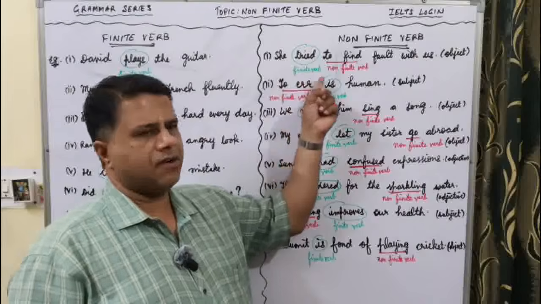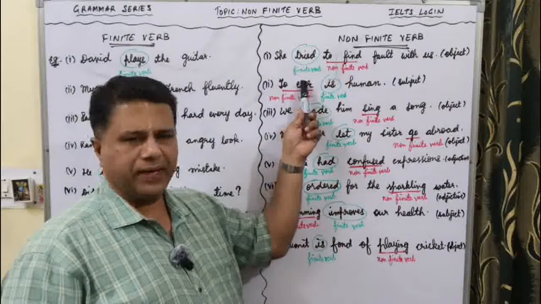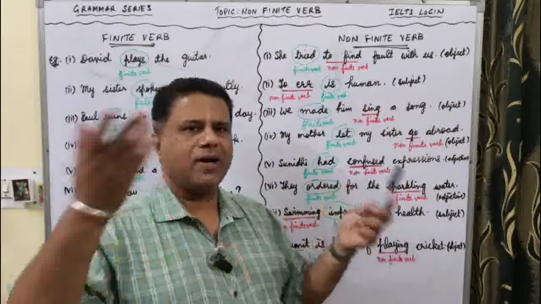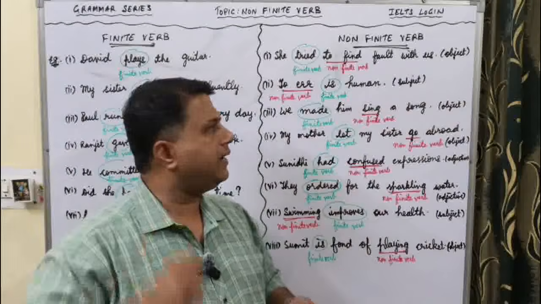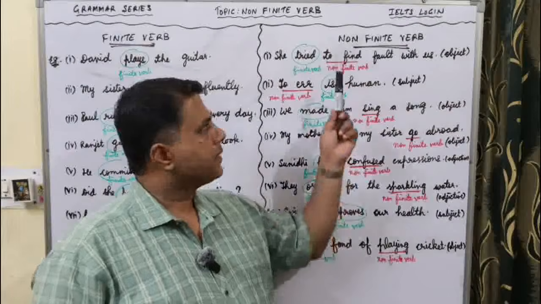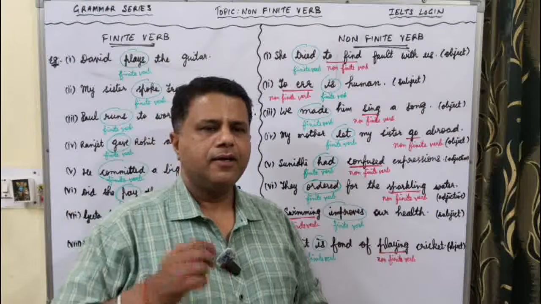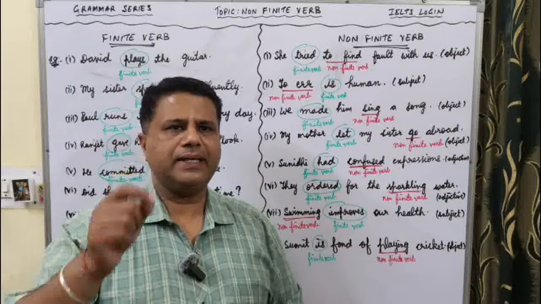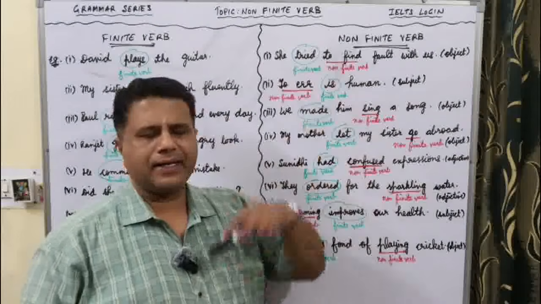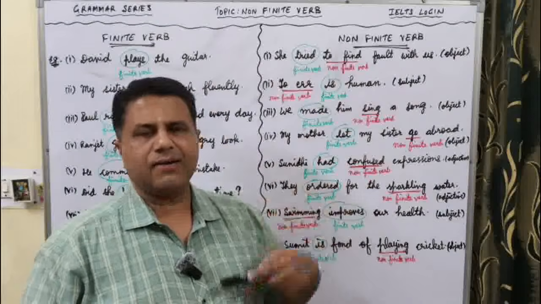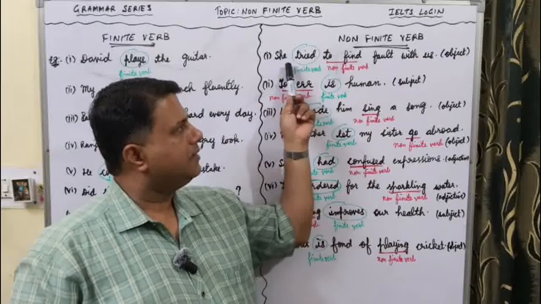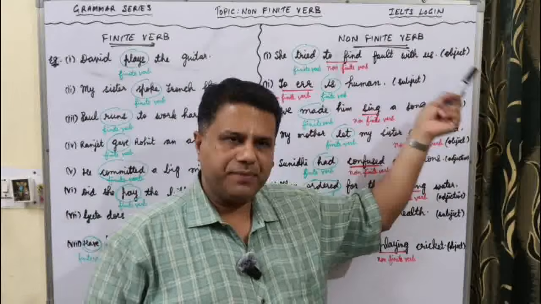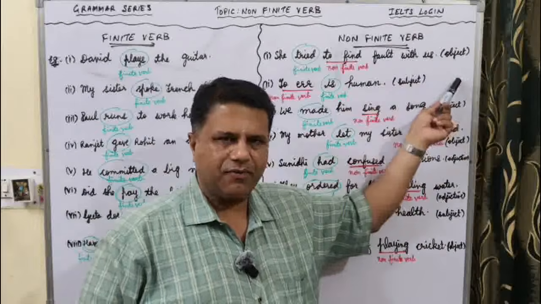See the first example. She tried to find fault with us. Tried is a finite verb. To find, non-finite verb. So it is acting as an object. She tried what? To find fault. So if you look at to find, it cannot have different forms. You cannot say to finding, or to found. It can have only one form, that is to find, and it is not acting as a verb. It does not change if you change the subject. So that's why it is a non-finite verb. And what is the role of the non-finite verb here? It is acting as an object. So the form is verb, but the role is that of an object.